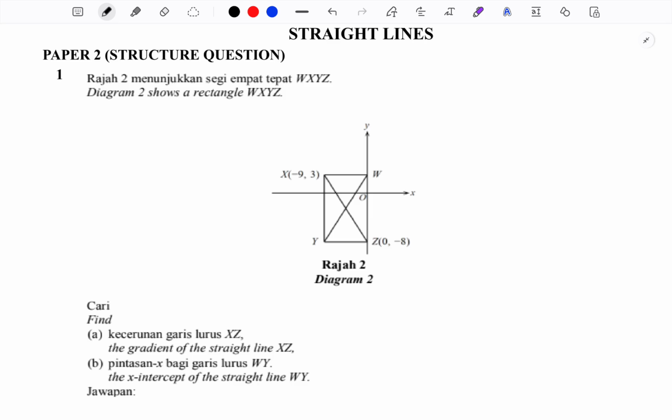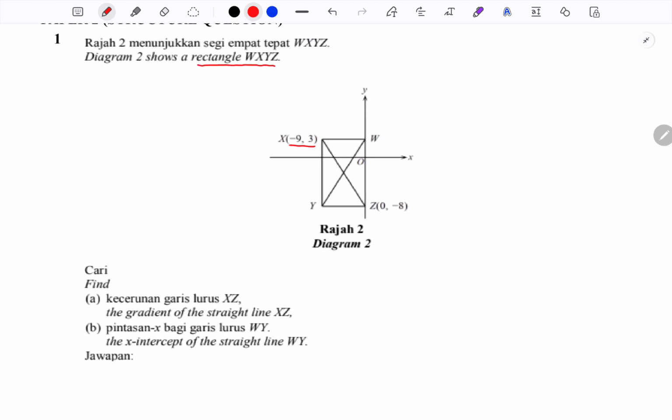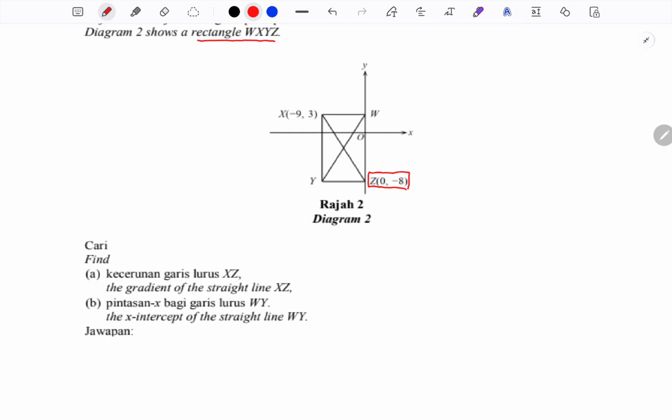So let's see question 1. Diagram 2 shows a rectangle WXYZ. They give you the coordinates of X as (-9, 3) and of Z as (0, -8). Then they ask to find the gradient of straight line XZ.